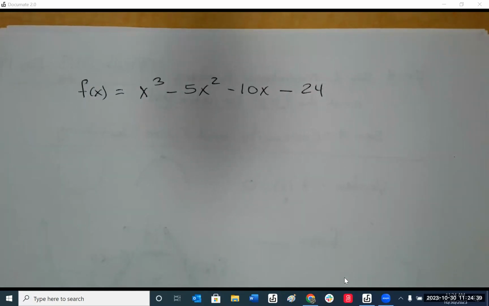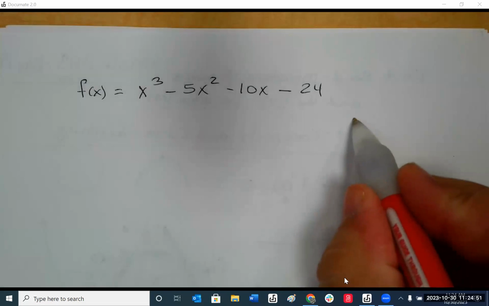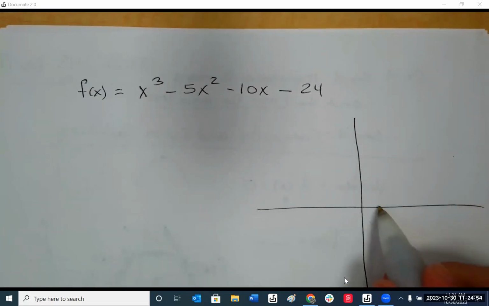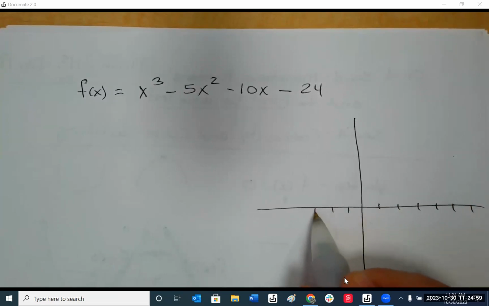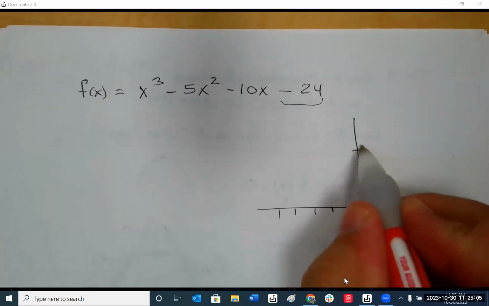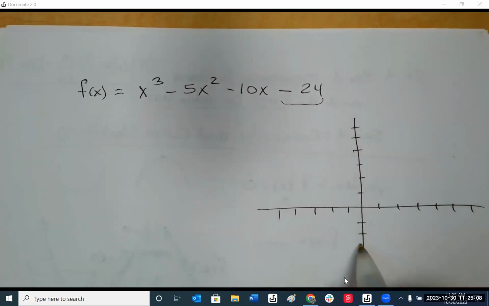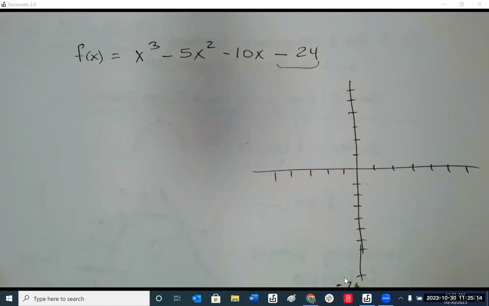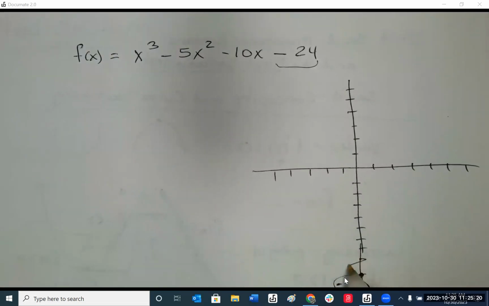Let's go ahead and graph this one with everything we know so far. So we can plot the origin first, I guess. Well, we have the XY chart. So what would you do first? What's the only point you know right now? The minus 24. Right. And that is where? It's all the way down here at negative 24. It's the y-intercept.